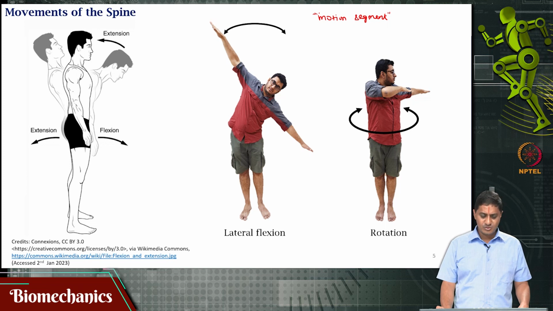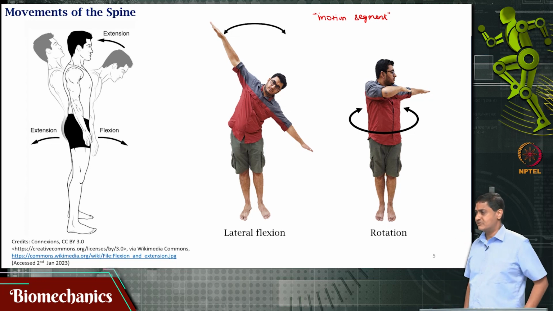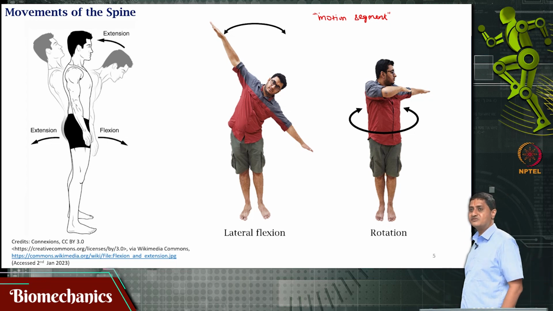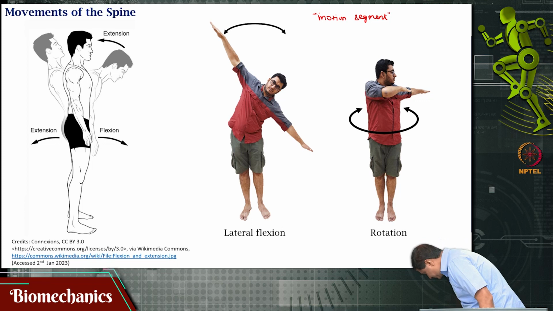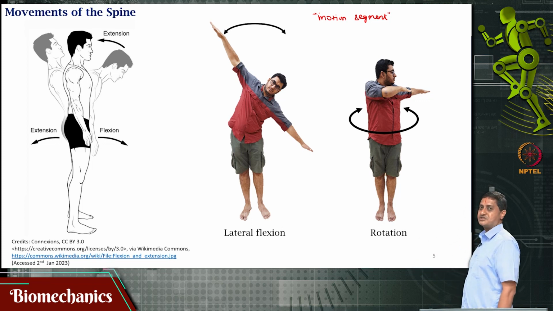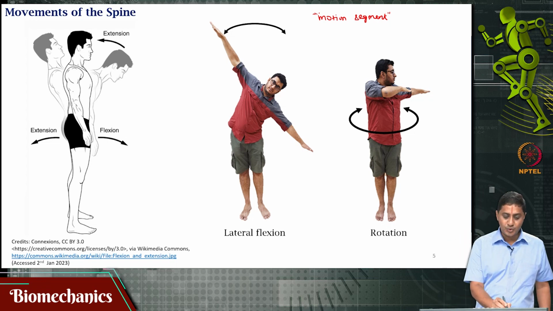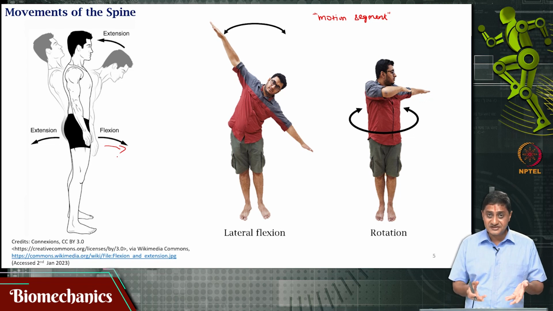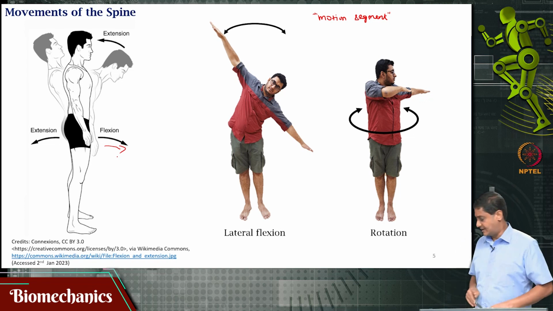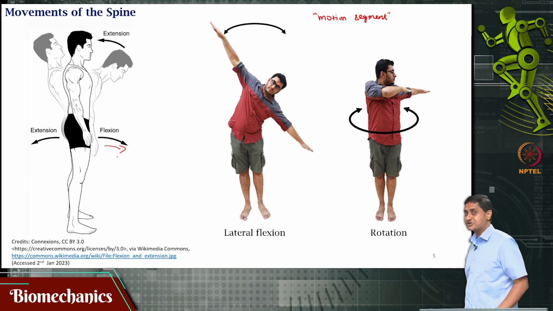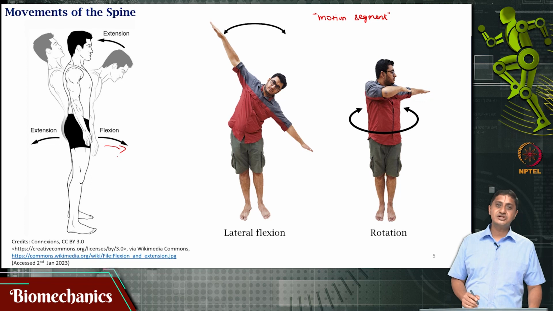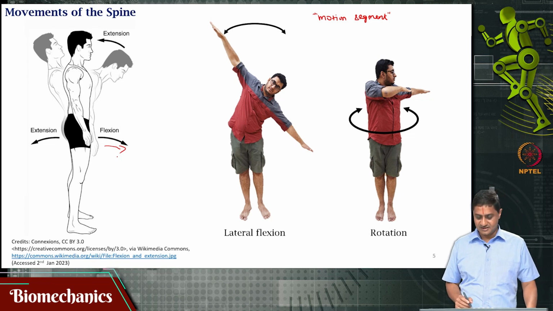And what are the various possible movements that are there? One is flexion extension, flexion of the spine and extension of the spine, that is what is shown here. So, when I move forward such that the face goes towards the ground, like this, when I move forward, that is called flexion, and when I bend backwards, for example, that is called extension or hyperextension. That is the other possibility.